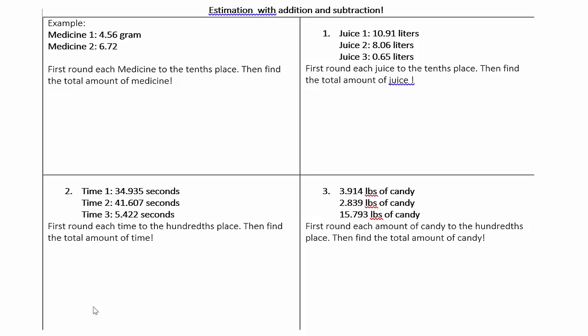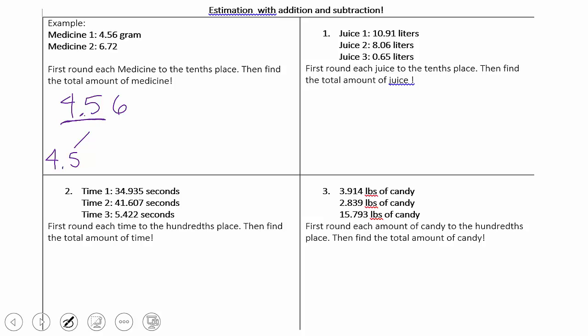We have two medicines, medicine 1 and medicine 2. Medicine 1 is 4 and 56 hundredths grams. So let's look at medicine 1. It says first round each medicine to the 10th place. So I'm going to underline the 10th place and know that, if I'm using my magical finger, one of my choices is going to be 4 and 5/10 because I look at everything until the 10th place.